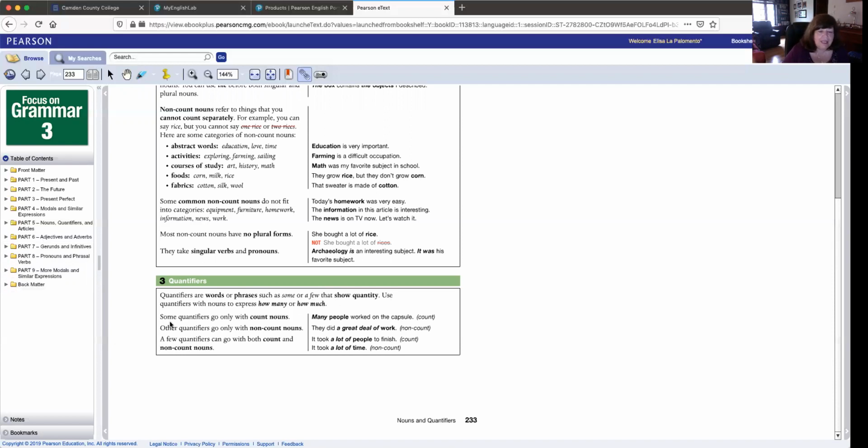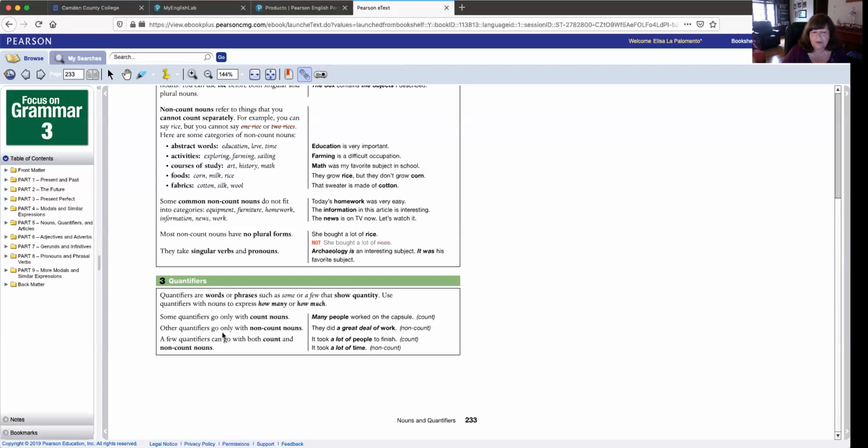Okay. Some quantifiers go only with count nouns. For example, the word many, you can only use that with count nouns. You cannot use it with non-count nouns. So you can't say many milk, many money, many snow, many rain, okay? This is only for count nouns. Many people worked on the capsule.